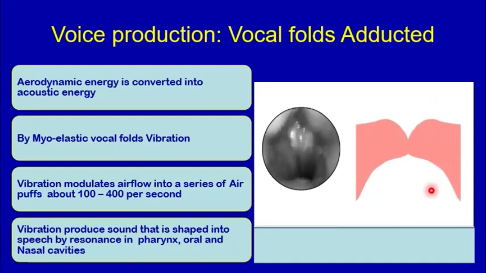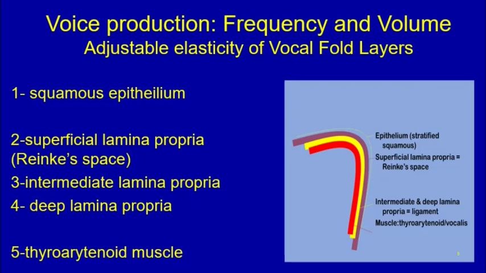By doing this, they change the flow of air, the aerodynamic energy, into acoustic energy. This is the voice, the sound produced by the vibration of the vocal folds. This sound then resonates in the pharynx and the mouth, and occasionally in the nose, to produce speech. The rate of the vocal fold vibrations during voice production can be controlled and adjusted to produce the required frequency and intensity of the voice.